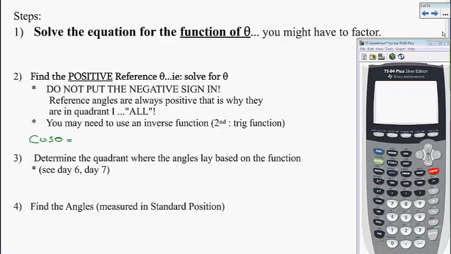So, for example, if I have cosine of theta equal to some value, in order to find theta, which will be my reference angle, I need to take the inverse function of both sides. Theta will be equal to the inverse cosine of the given value. In step 3, we determine the quadrant the reference angles will be located in based on the positive or negative value of the function of theta. Finally, in step 4, we calculate the values of our theta that will satisfy the equation the same way we did on Day 6 and Day 7. Now, let's take a look at some examples and practice our technique.